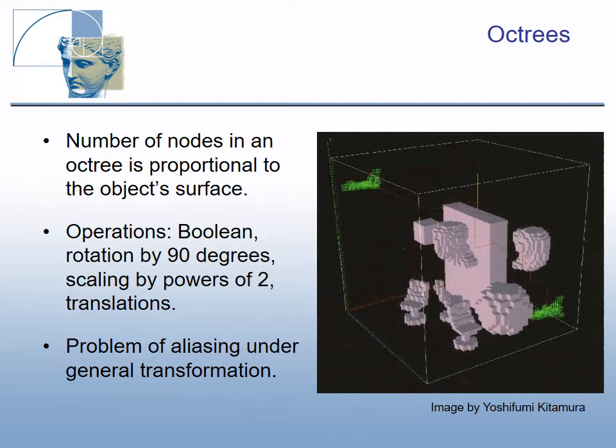It is a big advantage compared with the regular grid, where the number of voxels is proportional to the object volume. The operations supported for octrees are Boolean operations, rotation by 90 degrees, scaling by powers of 2, and translations. There is a problem of aliasing of the octree objects under general transformation, like arbitrary rotation. See an example on the slide.